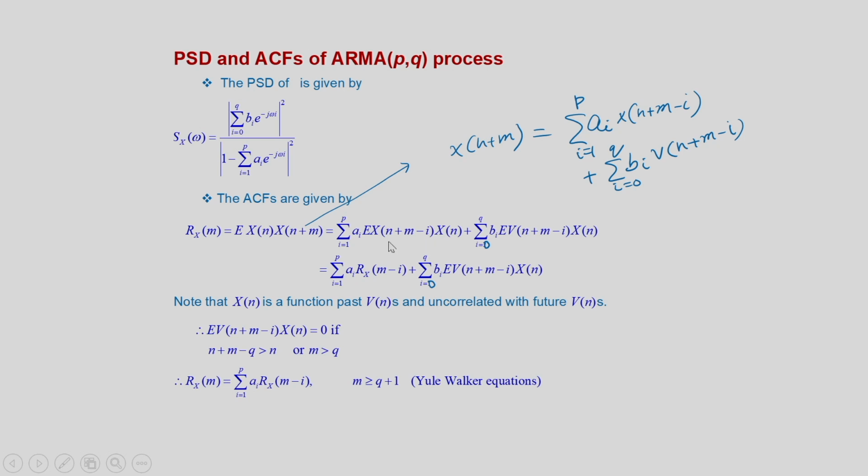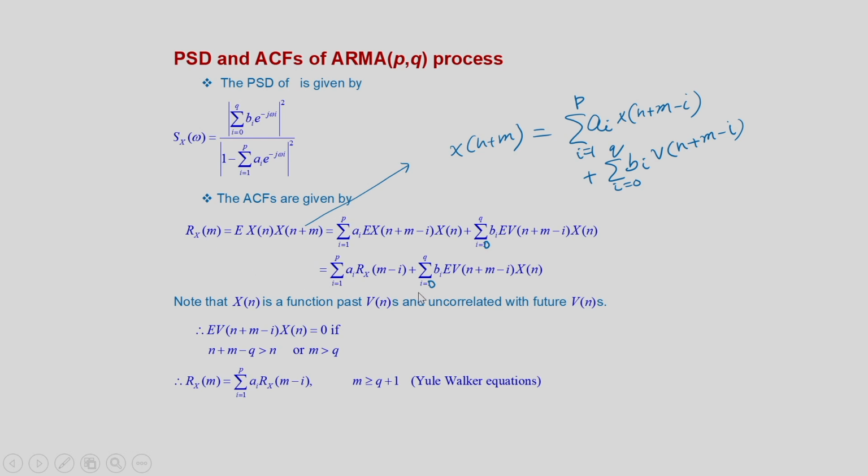So, E of x[n] x[n plus m minus i] is the autocorrelation function of x[n] at lag m minus i. So, we can write the summation i equal to 1 to p of a_i into R_x[m minus i], since the difference between x[n] and x[n plus m minus i] is m minus i, plus the summation of b_i into E of v[n plus m minus i] into x[n], i going from 0 to q. So, this is the expression for the autocorrelation function of x[n].